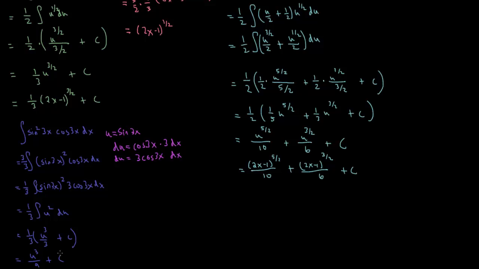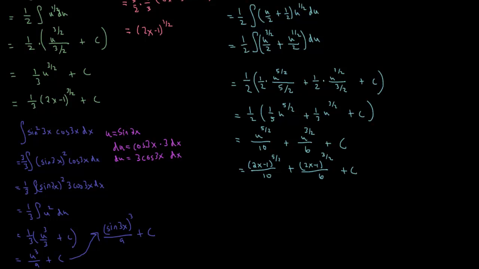We don't have to distribute the 1/3 to the c. Last little step is simply to back substitute for x's. And so if u is sine 3x, then we have sine 3x cubed over 9 plus c. If you want to take the derivative to check yourself, simply take the derivative using the chain rule.